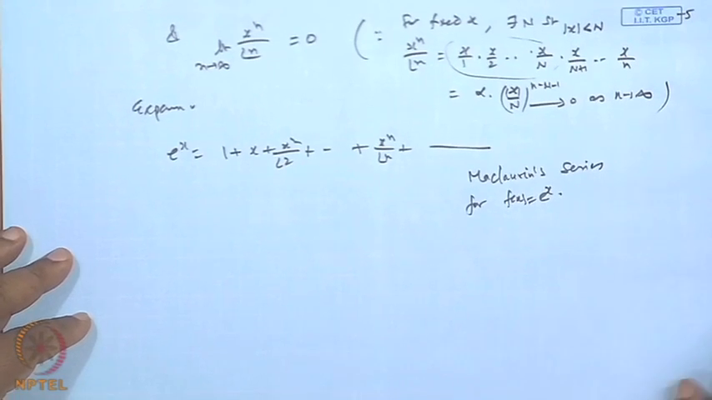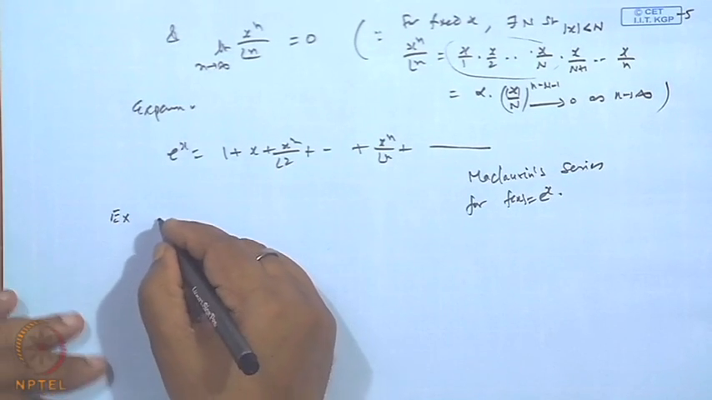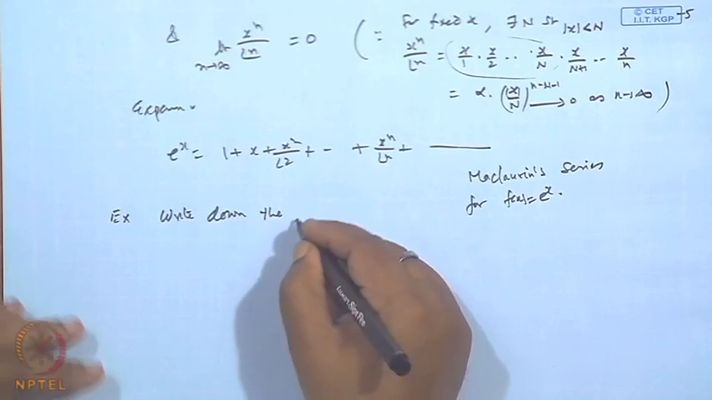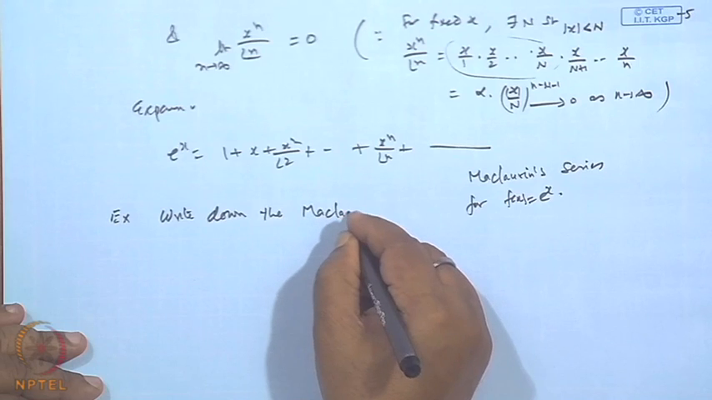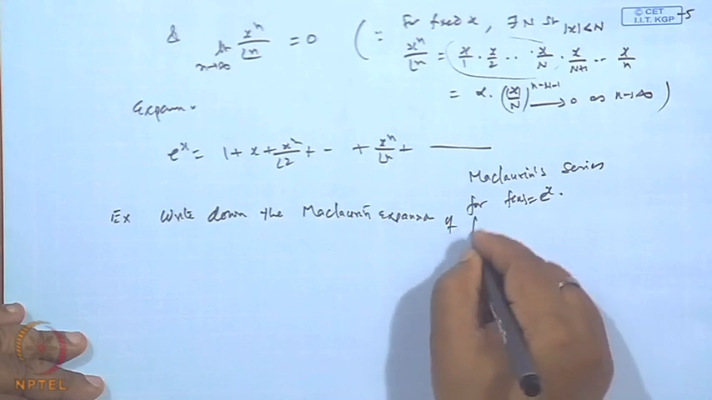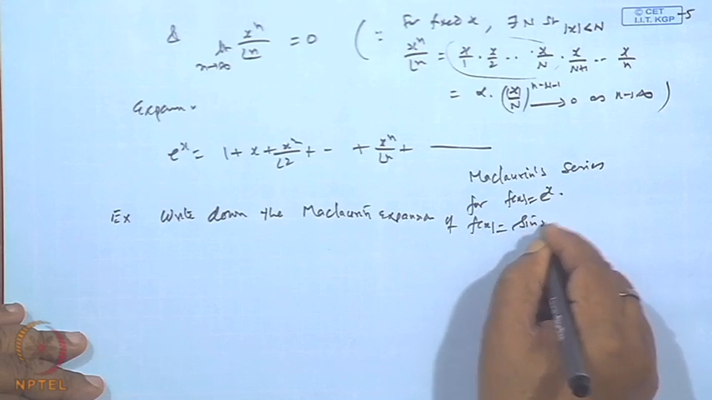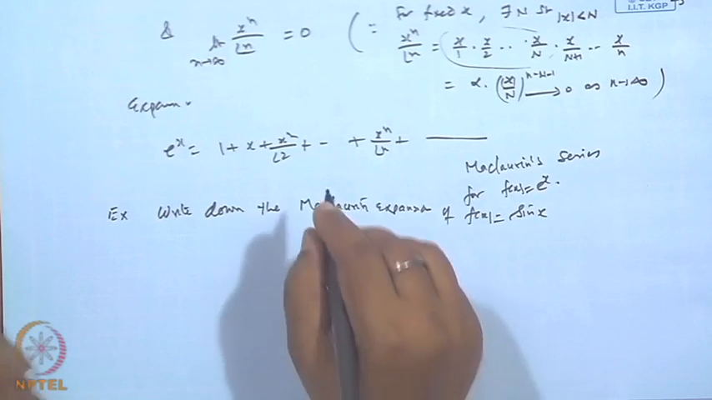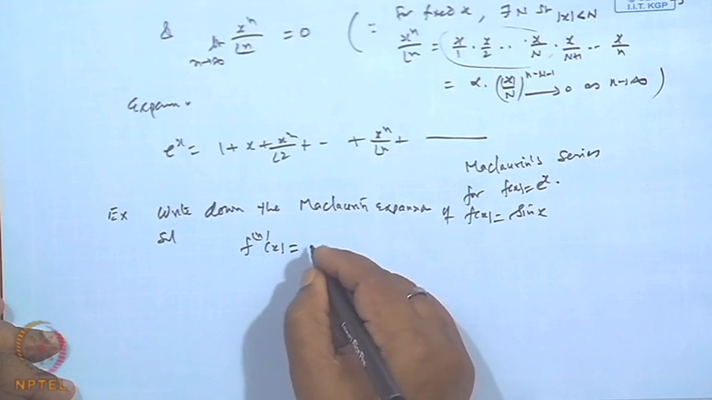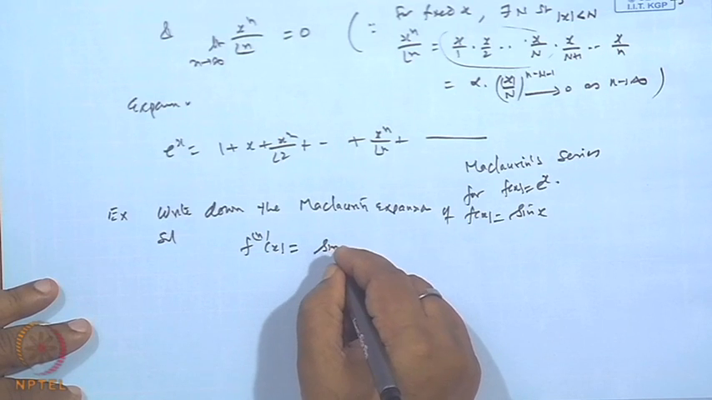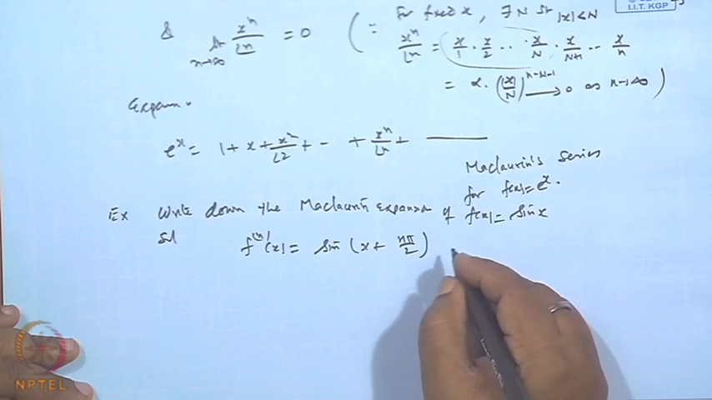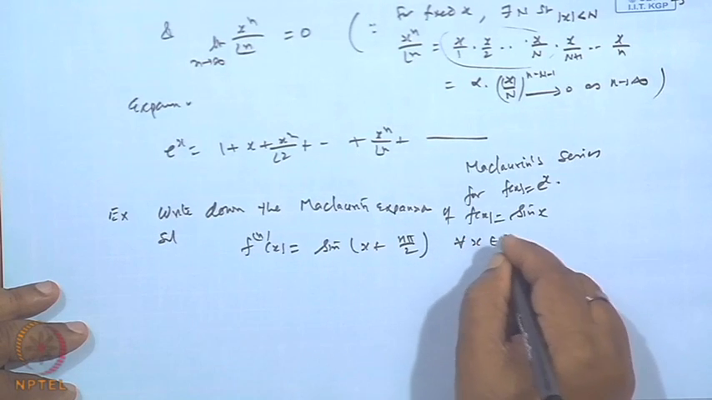Okay. Similarly, if we write down the Maclaurin's expansion of the function f(x) equal to, say, sin x. Now, we know the nth derivative of sin x comes out to be sin(x plus n pi by 2), and this is true for every x belonging to R.